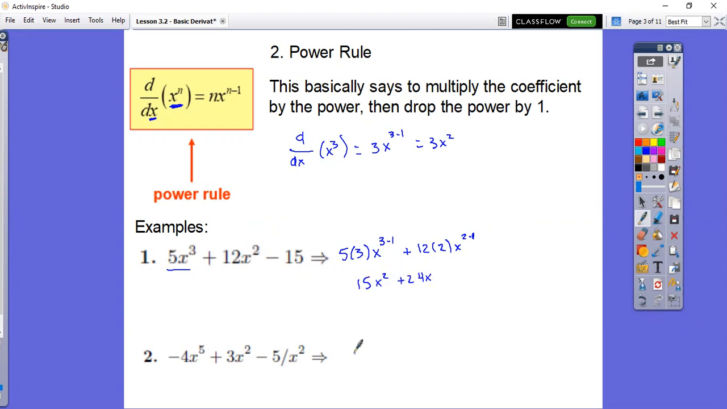So I can still apply the same thing here. This would be negative 20, 5 times negative 4, x to the 4th, plus 3 times 2 is 6, x to the 1st, drop the power by 1.